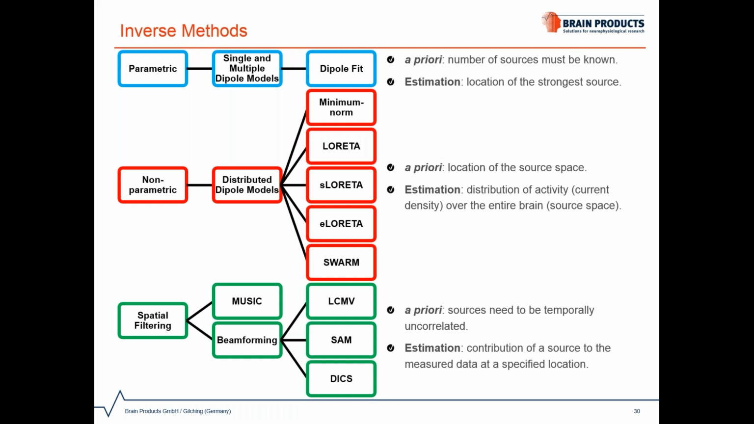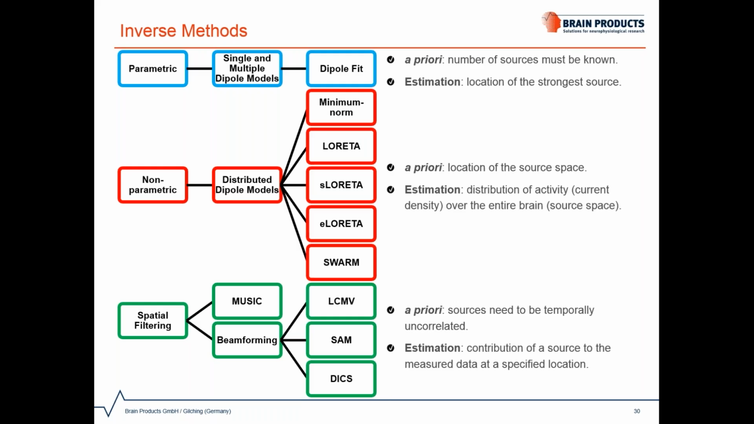The other class of spatial filtering methods is beamforming, which comes in different approaches depending on which domain the estimates are performed. The LCMV and SAM rely on time domain estimates, whereas DICS relies on frequency domain estimates. The main assumption here is that sources should be temporally uncorrelated. This approach enables you to estimate the contribution of a source to the measured data at a specified location, while avoiding the crosstalk from other regions.